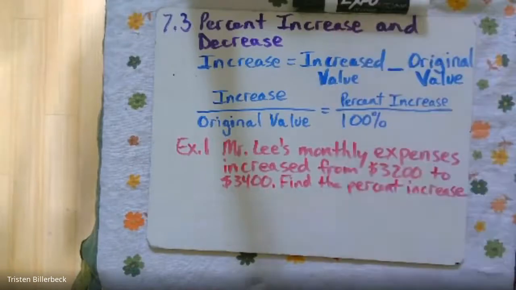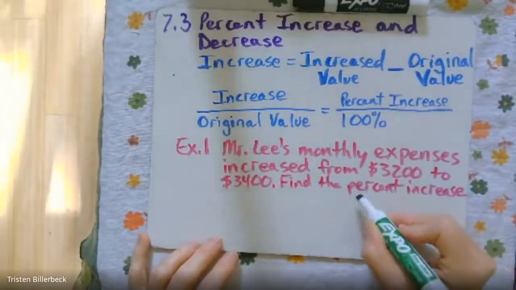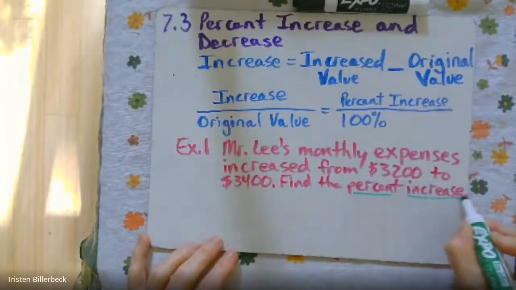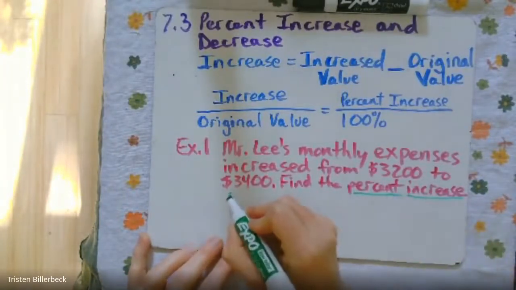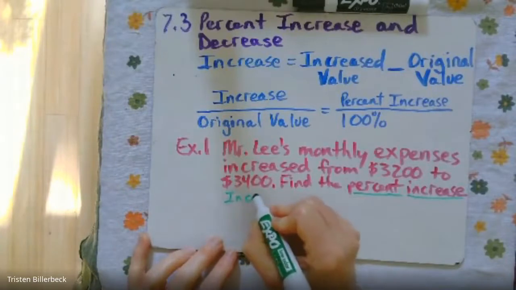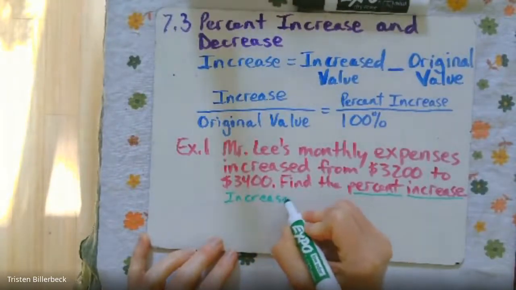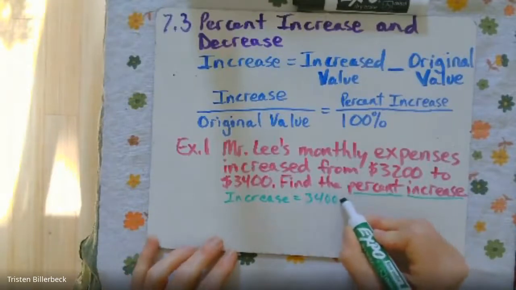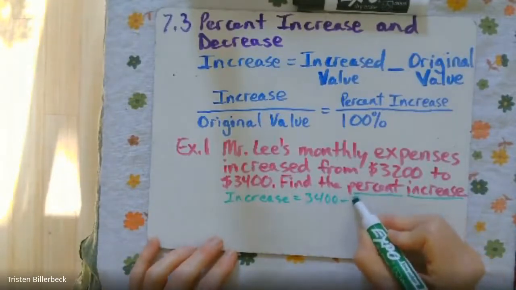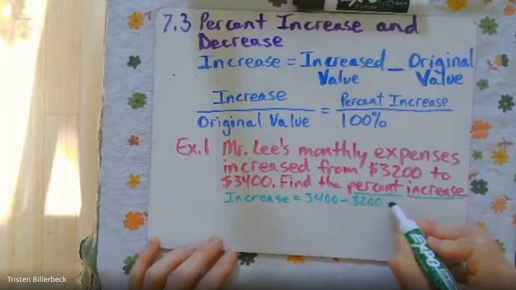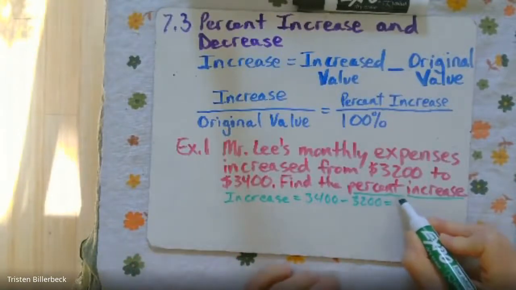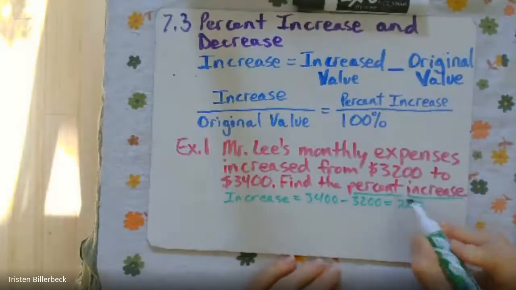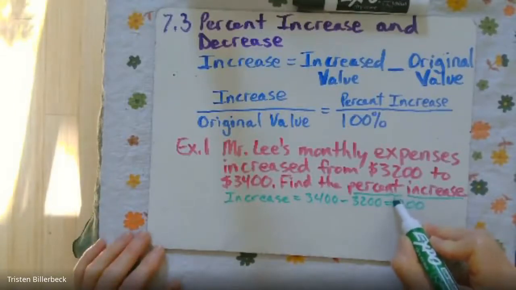Okay. So first we want to find what the increase is because we're only finding the percent increase. So the increase is going to be 3,400 minus 3,200, and that's just going to be 200. Okay, so that's in dollars.